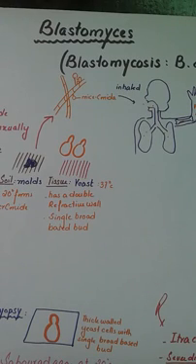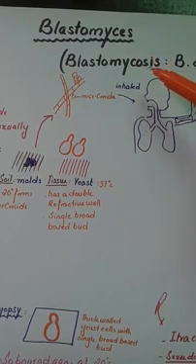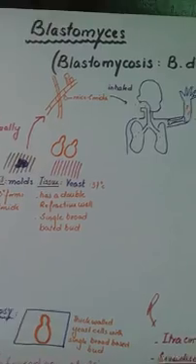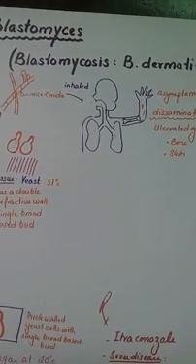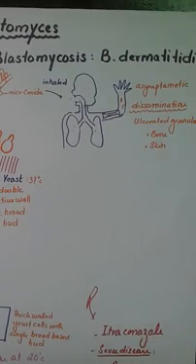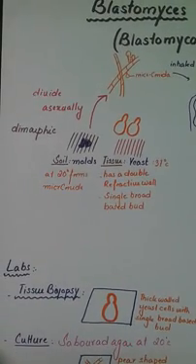Blastomyces. Blastomyces is a systemic fungal disease which causes the specific disease blastomycosis. Now the genus Blastomyces has a specific organism which we will study, which is Blastomyces dermatitidis. Okay, now how does Blastomyces dermatitidis affect?